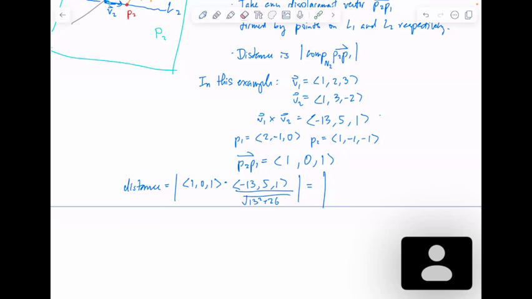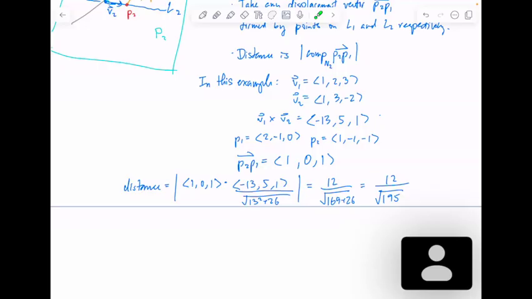So I could just get rid of this absolute value sign. And that's 12 over the square root of 169 plus 26. And you could add that up, that's 190, is that 190 something? That's 195, is that it? Square root 195, 12, okay. Maybe something like that. Okay, so that's your distance.